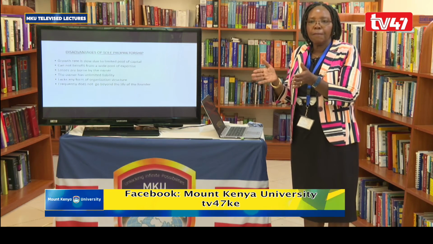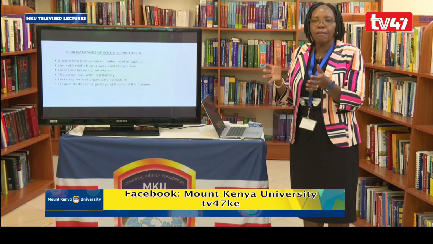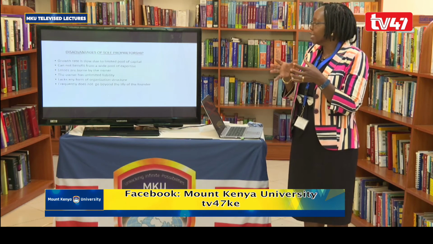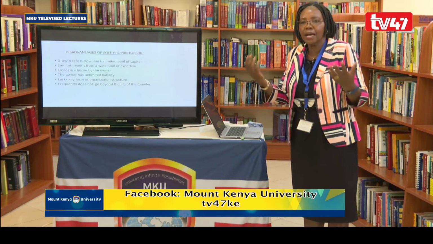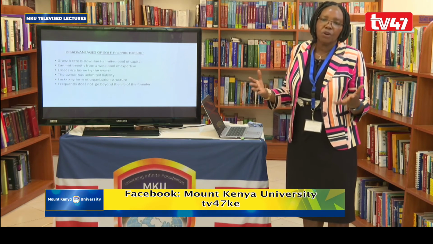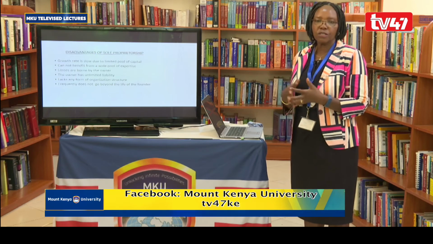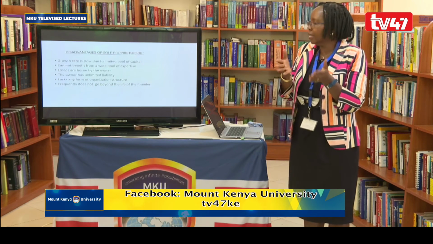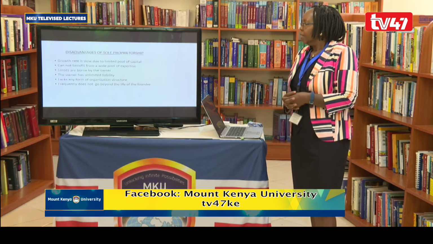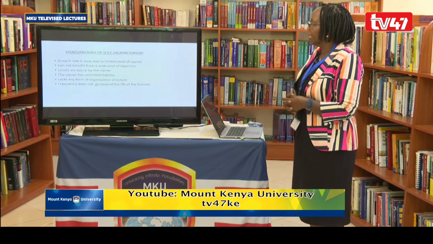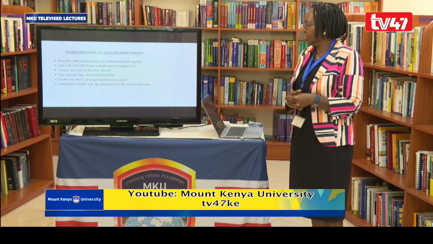It means, in case the business makes losses or incurs liabilities, even his personal properties, his shamba, his house, his car, could be picked to pay for those liabilities because they are one and the same. There is no separation between the two entities. Then, these businesses, they lack any form of organization structure.